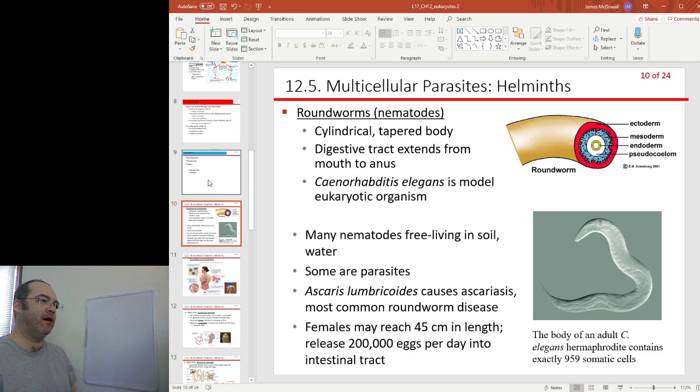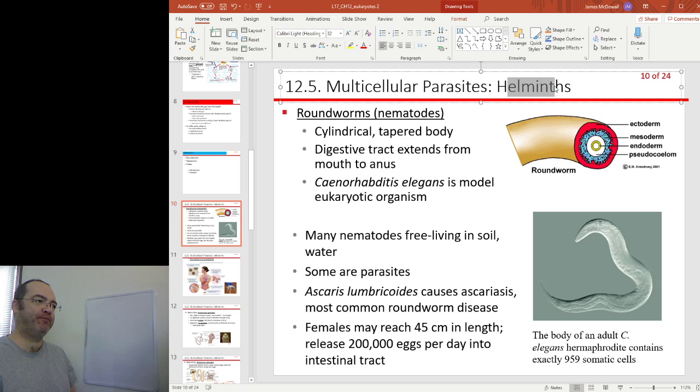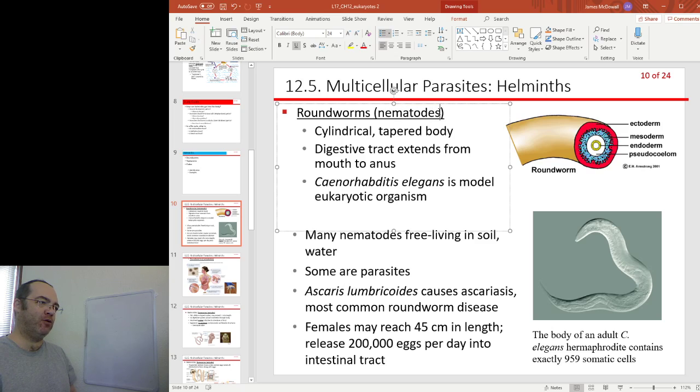So our first kind of helminth is a roundworm or a nematode. Now, nematode is the phylum. So if we are sticking with the kingdom system, phylum is the next big division under kingdom. So the nematodes are a very large group of organisms. There are many, many different kinds of nematodes. And they are called roundworms because of their round body plan.